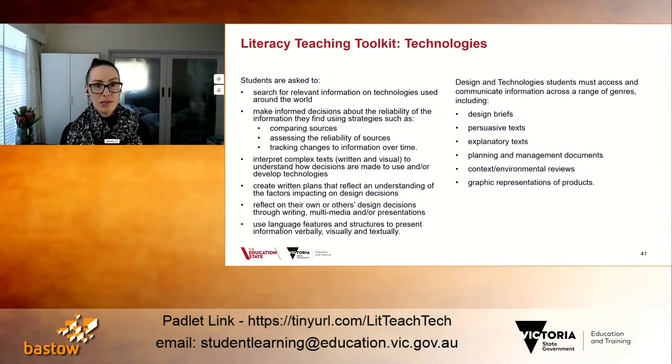How do I read those? What's the best way to interpret those? Graphic representation, very visual area. So as you can see, there is a lot more to woodwork or sewing than just getting on the tools. There's a lot of literacy required to be successful in these fields.